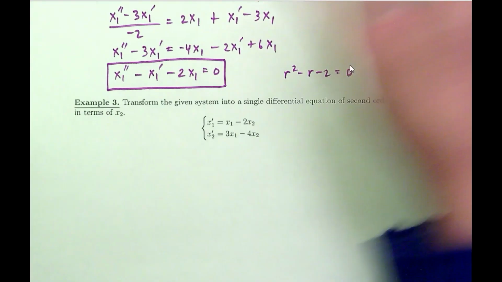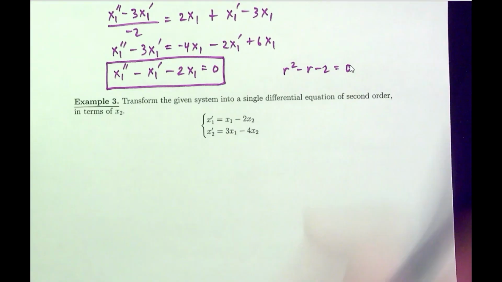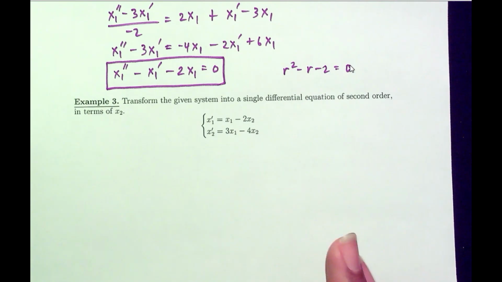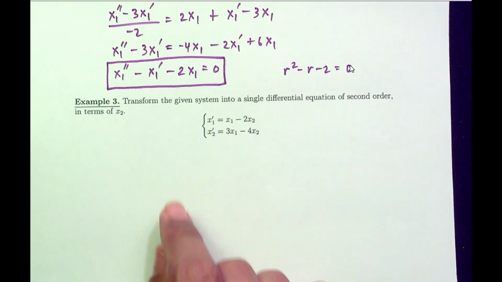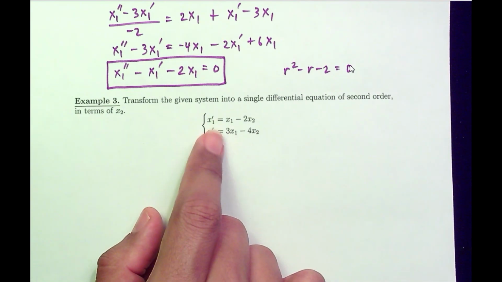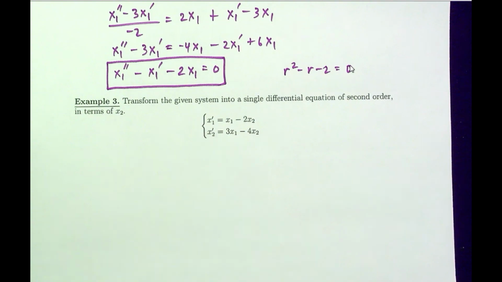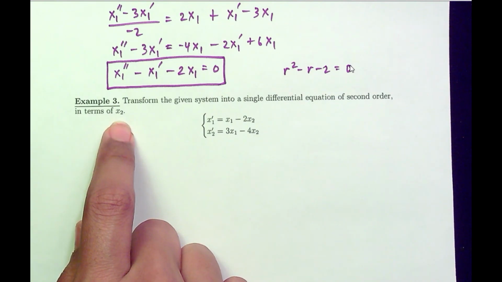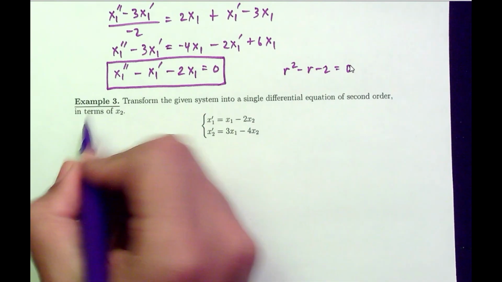Again, I'm not going to solve that because the whole point was to just convert it to a single differential equation. But again, that's one method. Alright, so now let's do this again, but with x2. Meaning I want to transform this system of differential equations into a single differential equation, but this time in terms of x2.